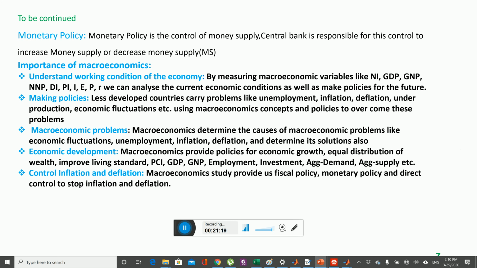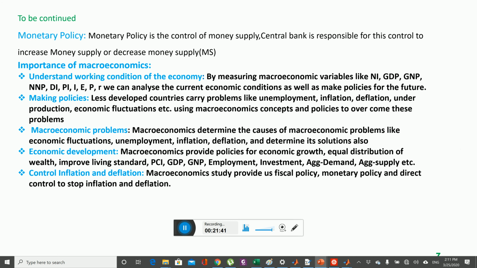For example, the cause of unemployment is a lack of aggregate demand. If there is unemployment in the state, the reason is lack of demand. There is no aggregate demand. So the solution: how to increase demand? By using fiscal policy or monetary policy.